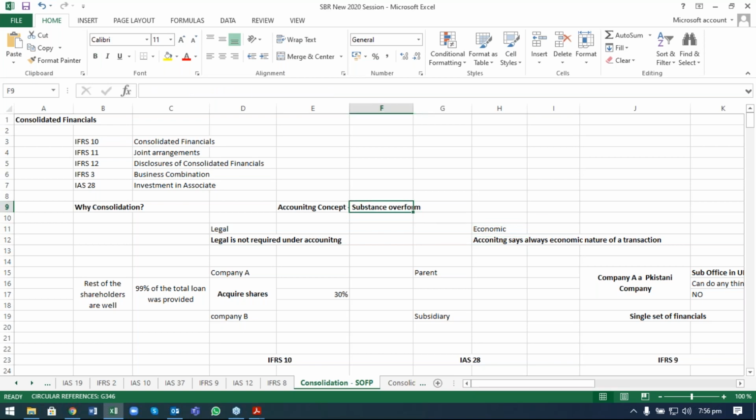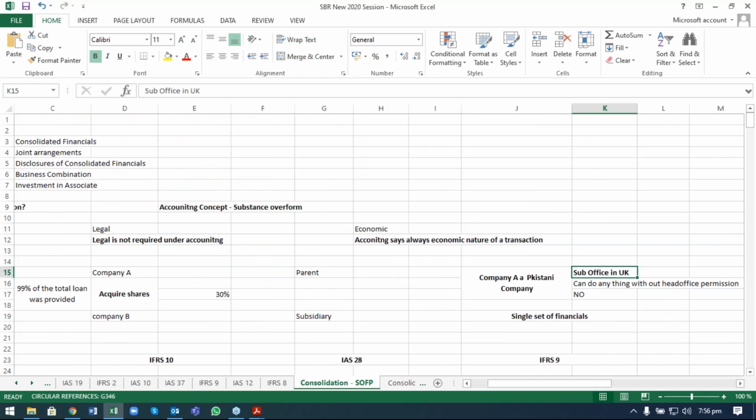So how is the substance over form concept applied over here? For example, there is a Pakistani company, and it has a sub office in the UK, and the sub office cannot perform any of its activities without the permission of the Pakistani company. So the company is not required to create two separate sets of financial statements, one for the UK office and one for the Pakistan office. The company is required to provide a single set of financial statements, provided by the head office. If it is in Pakistan, then it must be reported by the Pakistani company, and if the head office was situated in the UK, then the UK company must provide a single set of financial statements.